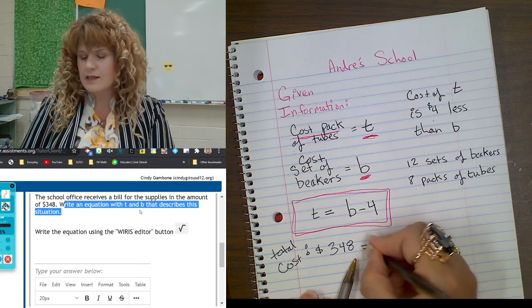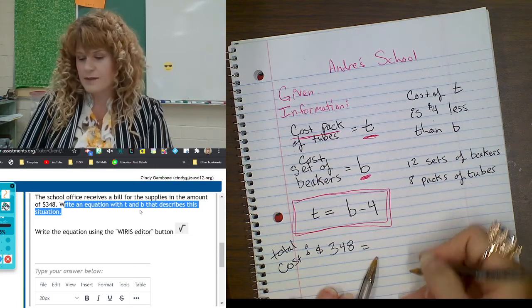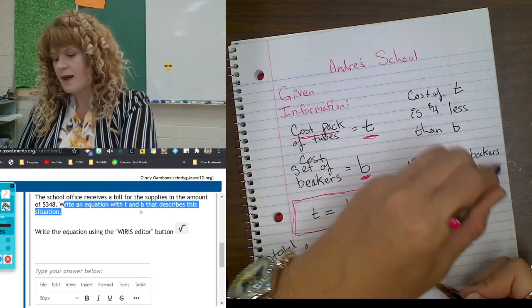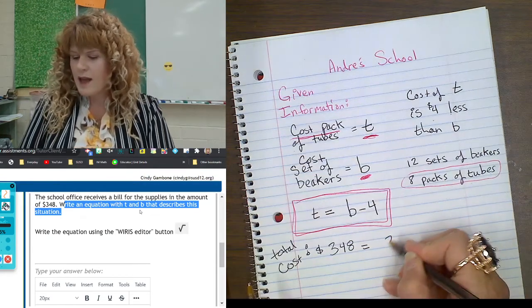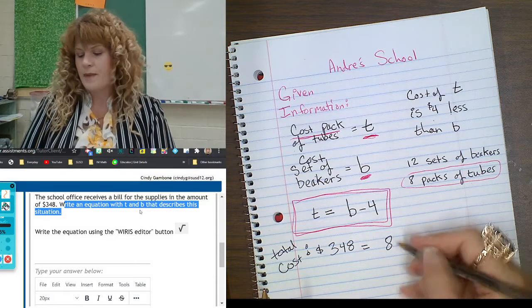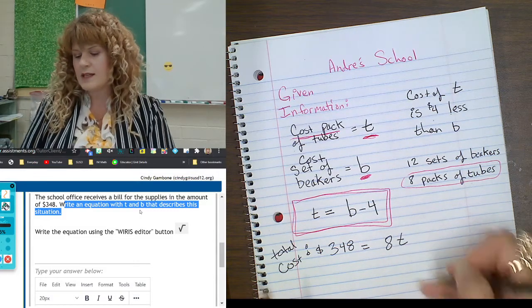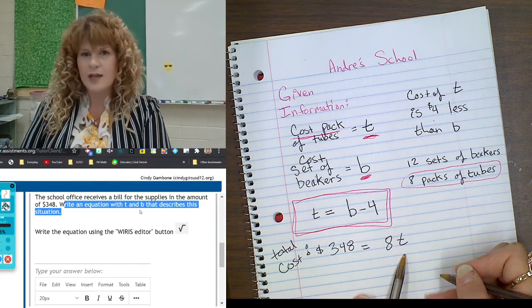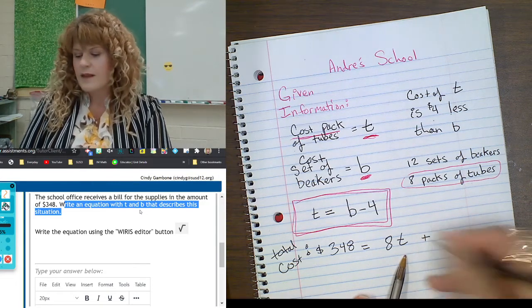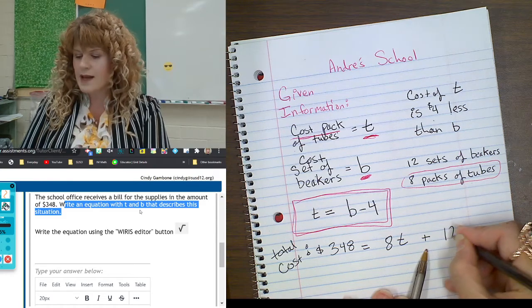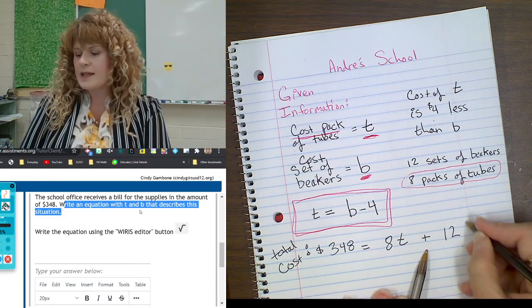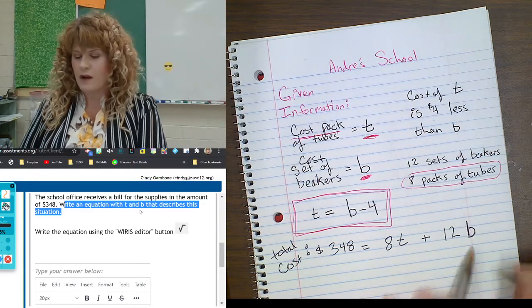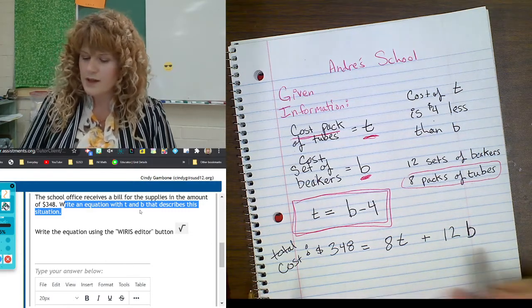Remember, T is the cost of test tubes. So how many test tubes did they order? Remember that? They ordered 8 packs of test tubes, and each pack costs T dollars. So 8 times T is the price of test tubes. They also ordered 12 sets of beakers, and each set of beakers costs B. So B is the amount of dollars. Here's the equation that you need.